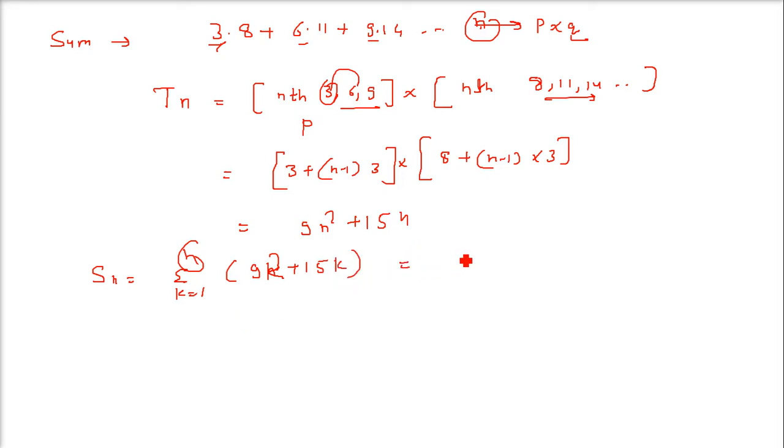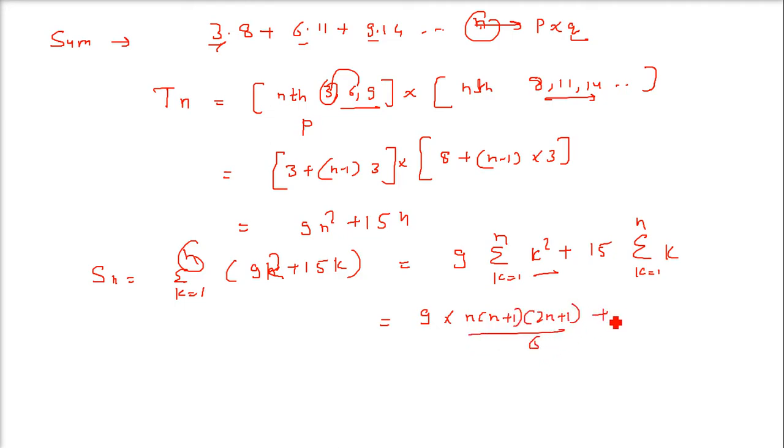Now this can be written as 9 sigma k equals 1 to n of k square plus 15 sigma k equals 1 to n of k. Now we already know what sigma k square is. Sigma k square is n(n plus 1)(2n plus 1) by 6, and 15. What is sigma k? n(n plus 1) by 2. We already know this. We have proved these two. And when we solve this, you are going to get Sn as 3n(n plus 1)(n plus 3). So this is the final solution when you solve it.